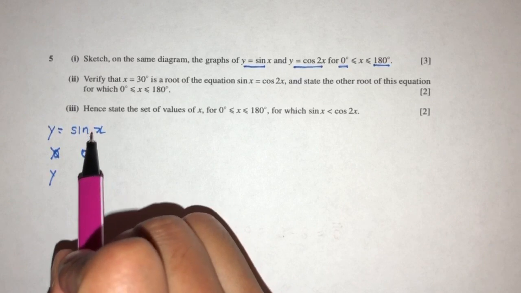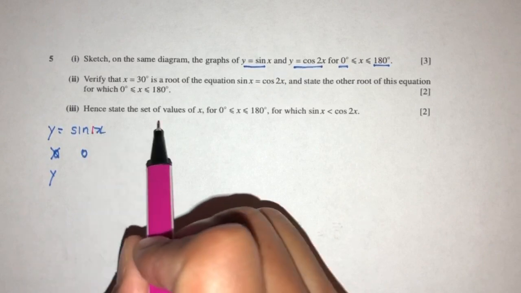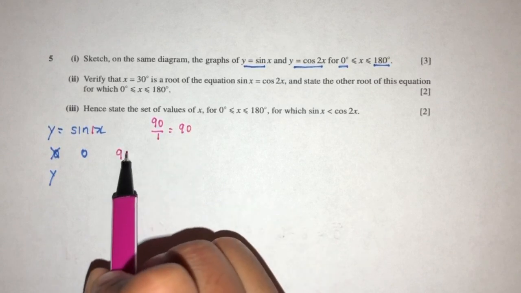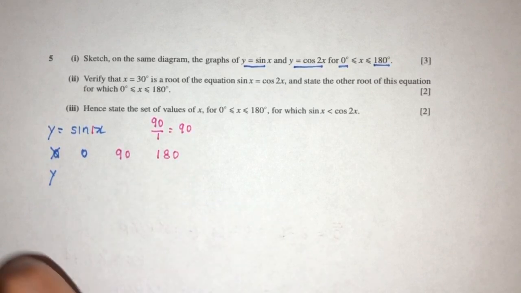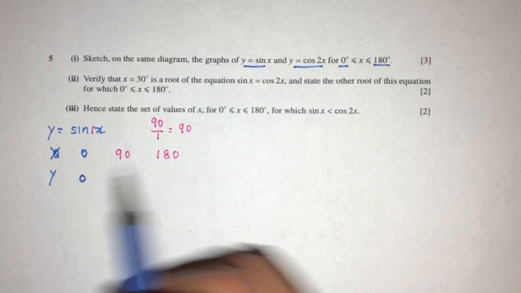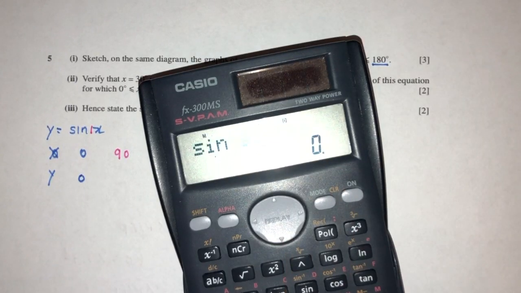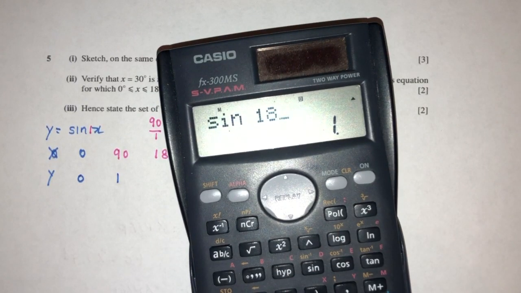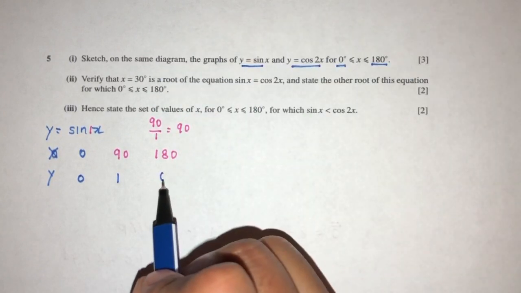Because here we have 1 before x, we'll take 90, divide by 1, that should be 90. So that will be 90 and 180. So replace: sine of 0 will be 0, sine of 90 should be 1, and sine of 180 should be 0.